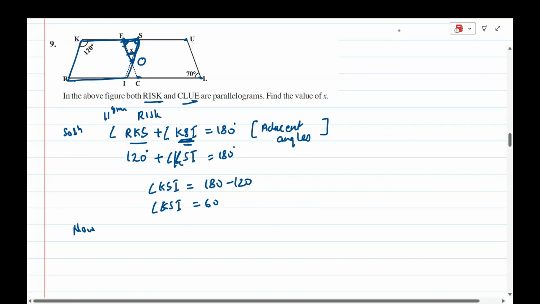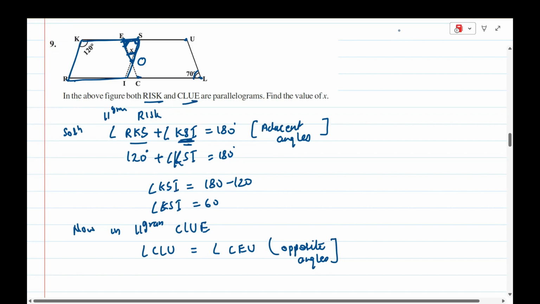Now, in parallelogram CLUE, C-L-U-E, the other one, opposite angles of a parallelogram are equal, because here angle L is given and angle E is opposite of it. So angle CLU is equal to angle CEU, that is opposite angles of parallelogram. I'll just write opposite angles. So obviously it is a parallelogram. CLU is given 70 degree. Therefore, angle CEU is also 70 degree.